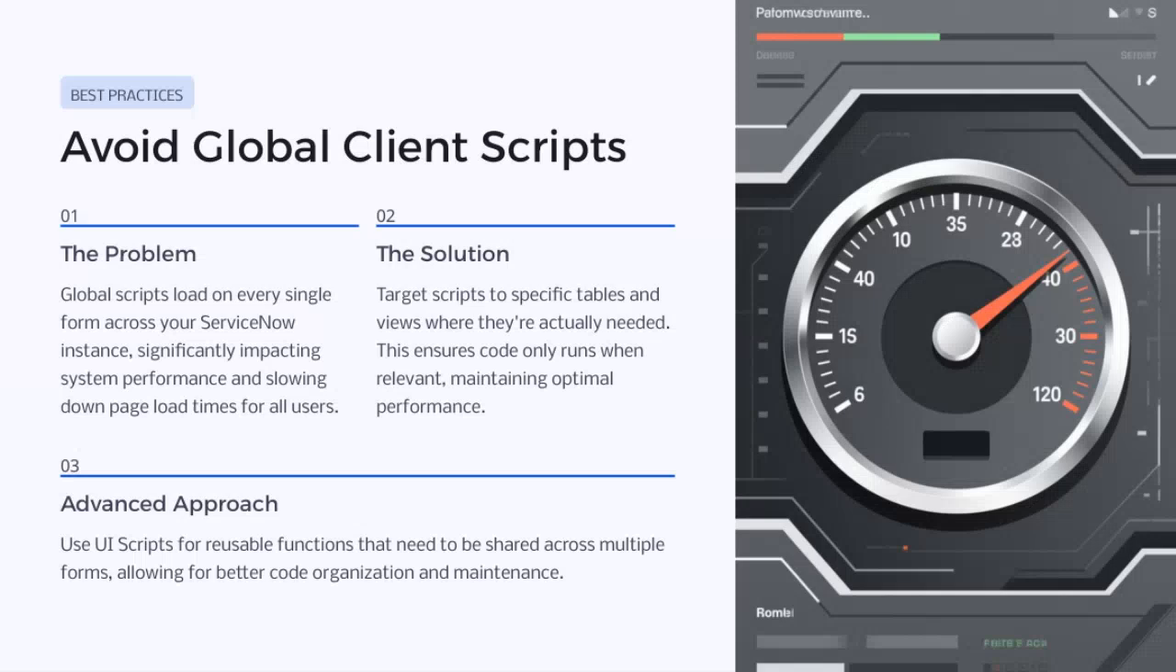Now, let's look at the advanced approach for using UI scripts. Instead of relying solely on global scripts, which run across all forms and can slow down performance, we should target scripts to specific tables and views where they're actually needed. This way, the code only executes when it's relevant, helping to maintain optimal system performance. By focusing scripts this way, we reduce unnecessary load and ensure a smoother experience for users. It's all about writing smarter, more targeted code that supports efficiency and better maintenance in your ServiceNow environment.